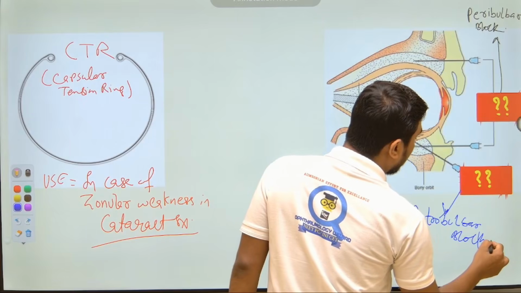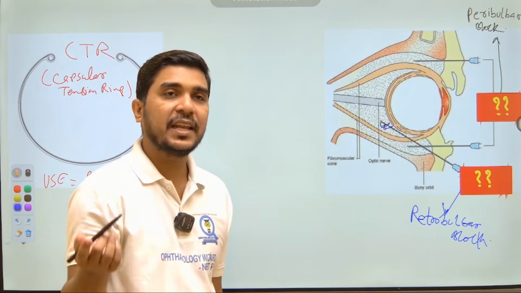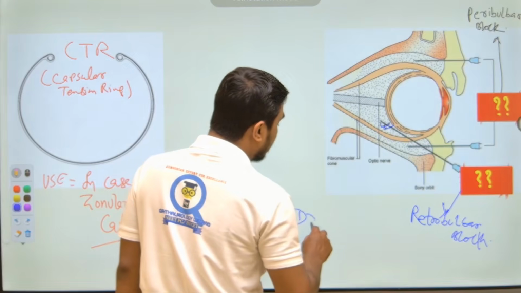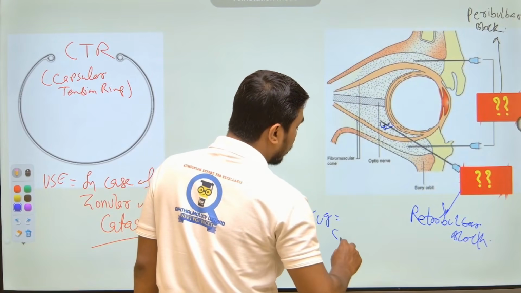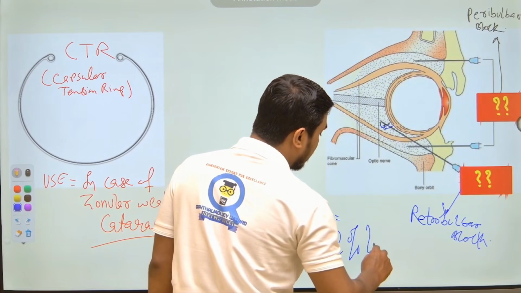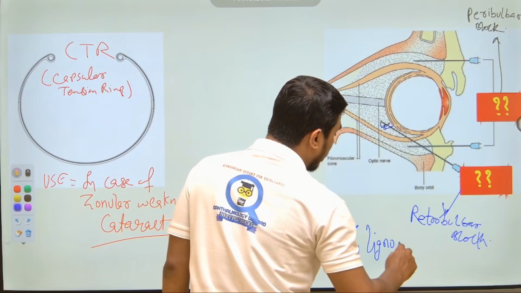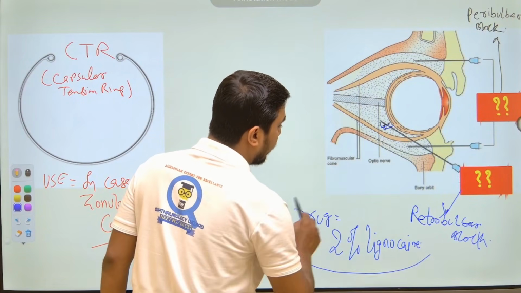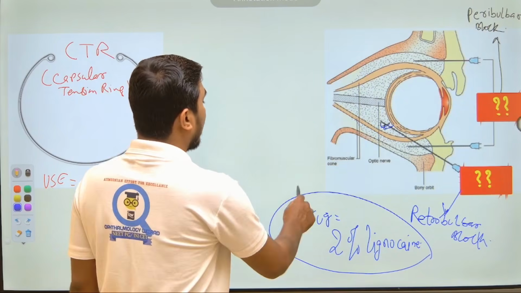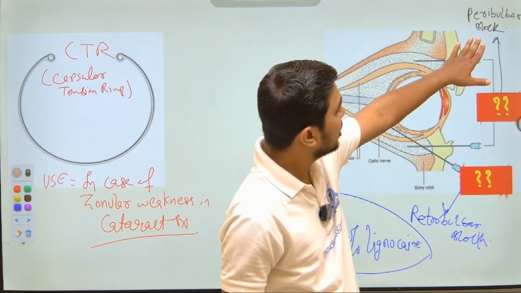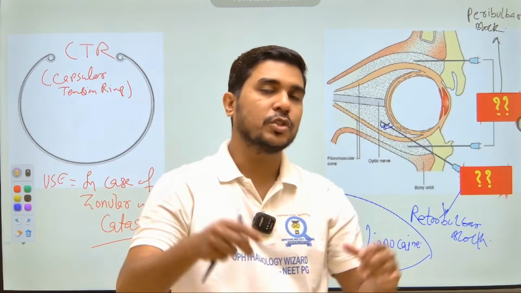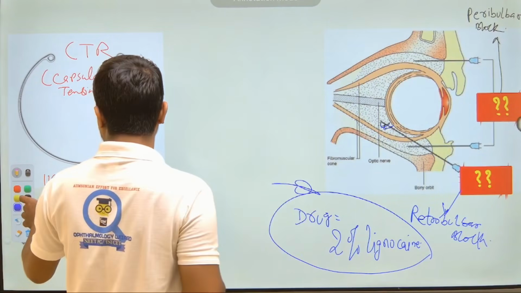One more important thing: what is the anesthesia? What is the drug that you will use? The drug used here is 2% lignocaine. Very important MCQ. This is peribulbar block, retrobulbar block, and 2% lignocaine is being used. So this is all about this type of images.